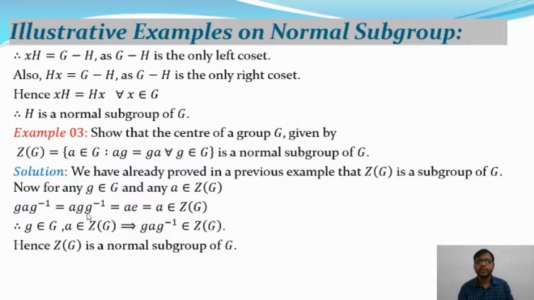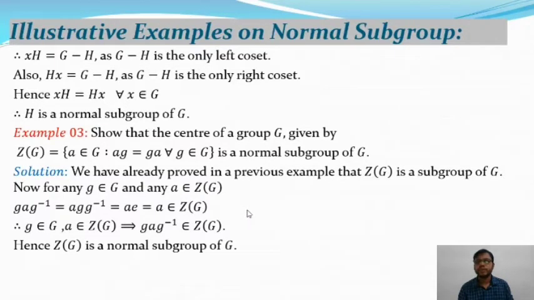Okay, applying the above relation, we'll get this one. And you know g g inverse equals e, where g is an element in G and G is a group. So therefore g a g inverse equals a e, and a e is equal to a, and a belongs to Z(G). So g a g inverse belongs to Z(G). Then from the first theorem on normal subgroup, we conclude that Z(G) is a normal subgroup of G. Or if g belongs to G and a belongs to Z(G), from this we get g a g inverse belongs to Z(G). That is, Z(G) is a normal subgroup of G.